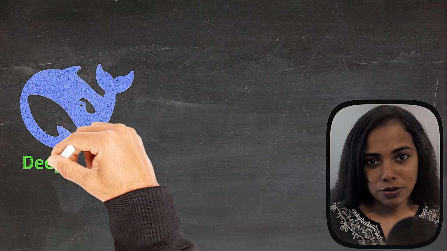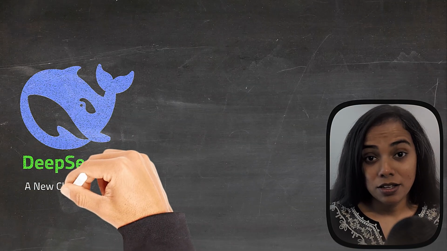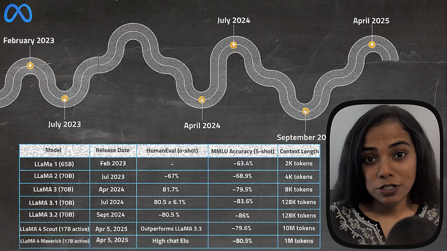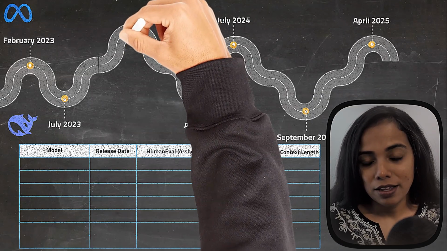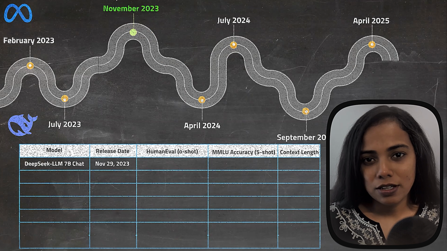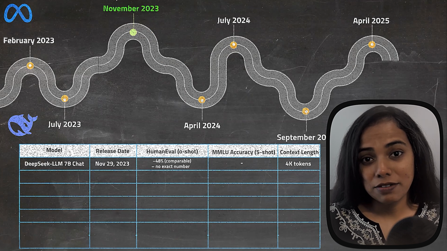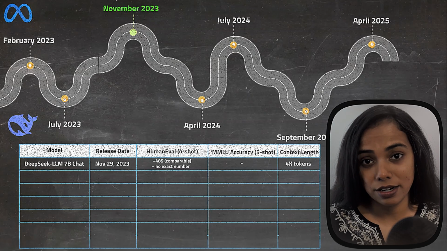Let's now talk about DeepSeek. So DeepSeek stormed into the AI scene in early 2024, where it debuted with a 7 billion and a 67 billion parameter model, which was trained on a massive bilingual English and Chinese dataset.